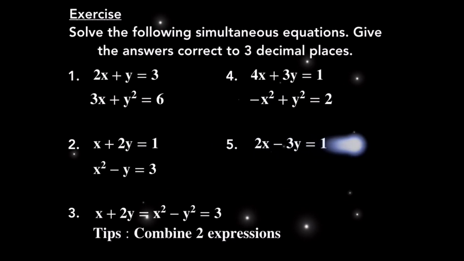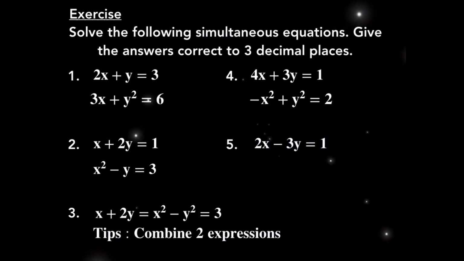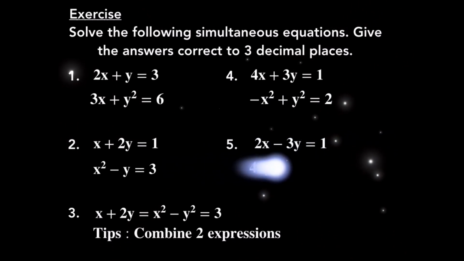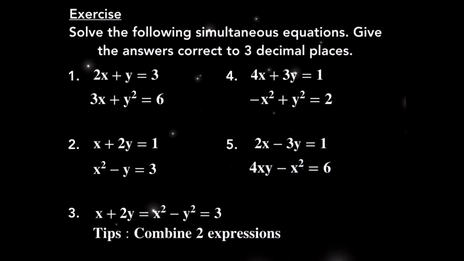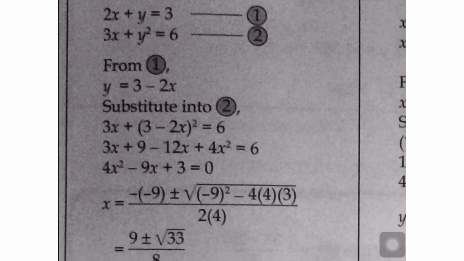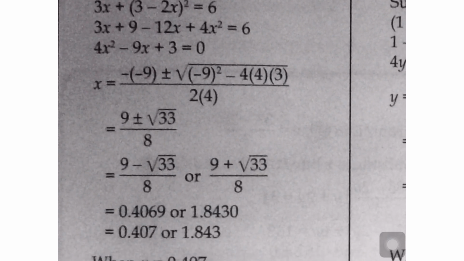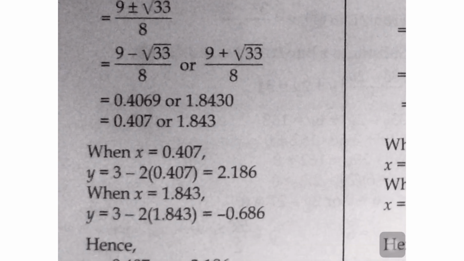And finally, this is question number 5. You have 2x minus 3y equals 1, and 4xy minus x squared equals 6. I'll give you all the answers here. If you need help, you can have a look, but please try all the questions first. If you got stuck, you can refer to my solutions.